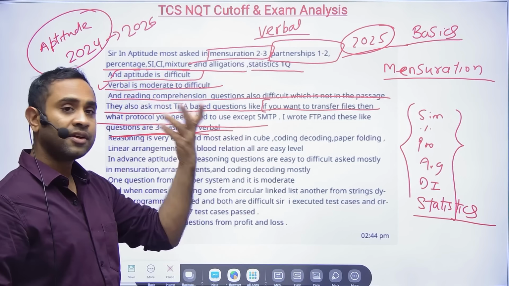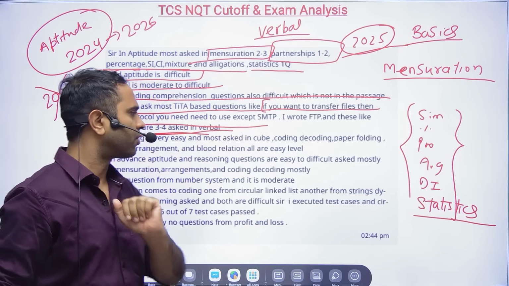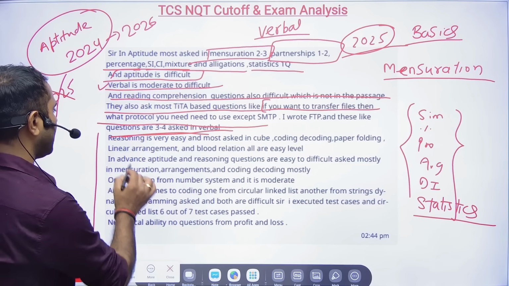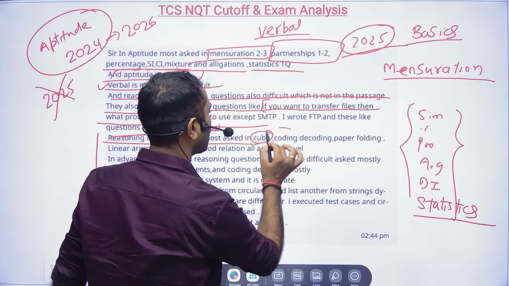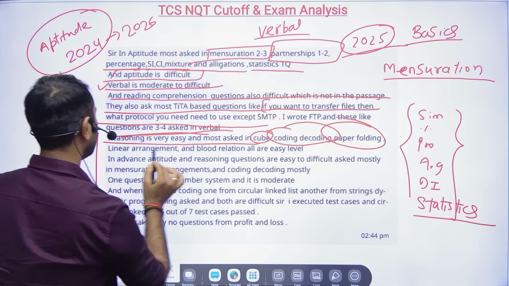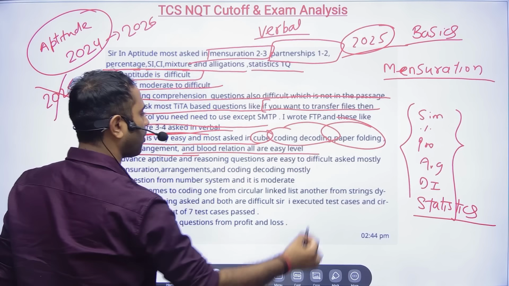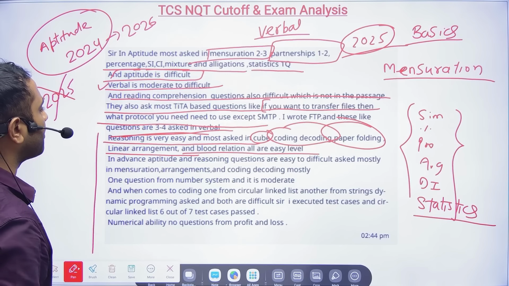Okay, so anyway, see, the cutoff will be very, very less. Please don't worry about it. Reasoning is very easy, and most questions asked in cubes, coding, decoding, paper folding, linear arrangement, and blood relation are all very easy level. We had recently made one video on reasoning.